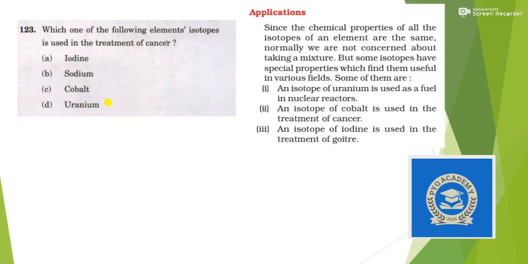Next question is, which one of the following elements' isotope is used in the treatment of cancer? First you should know what an isotope is, and then go for the applications of isotopes. Isotopes are all those elements whose atomic number is the same, but atomic mass is different. Okay, these are isotopes.